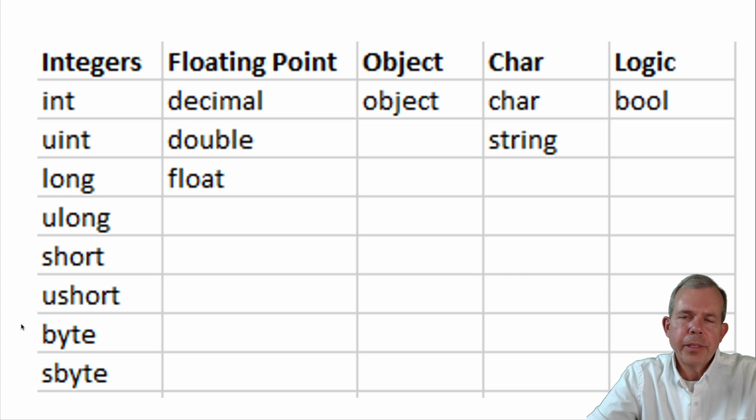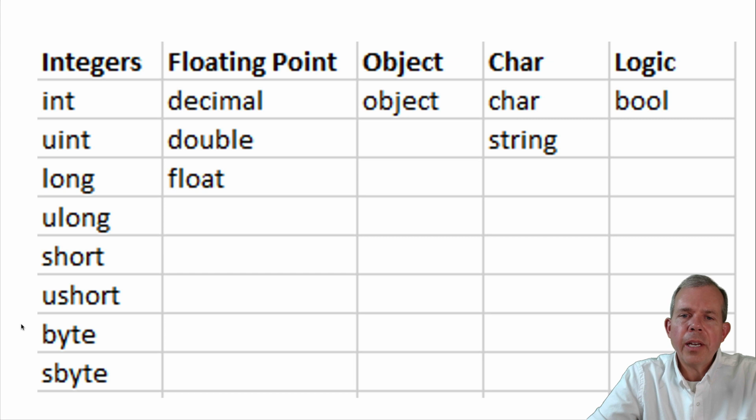The floating points are where you would have fractions or decimal points. So decimals, doubles, and floats are different sized items for taking care of decimal numbers. The object data format is completely different than any of these, so we'll leave that for a future video. What is an object? What are objects? How do you program with them?